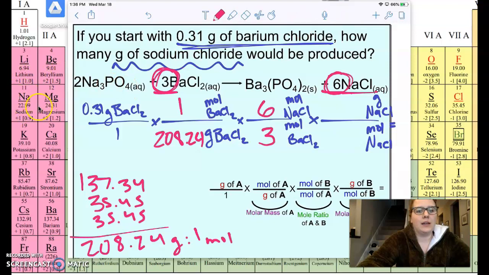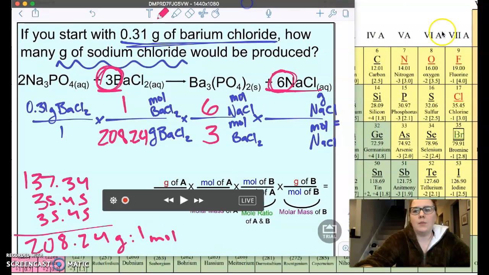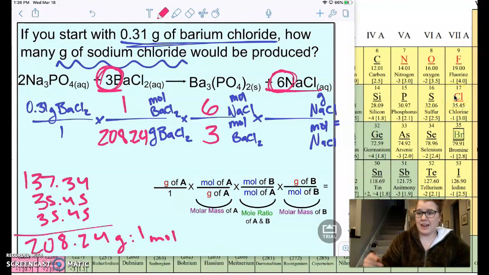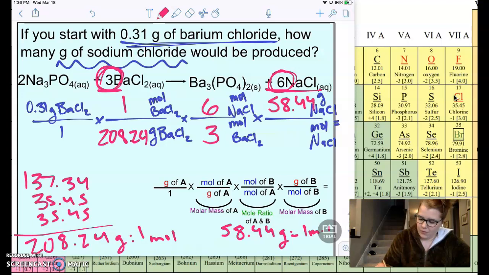Sodium is 22.99. Chlorine is 35.45. So we're going to add those up together. Spoiler, the answer is 58.44 grams in 1 mole. So I'm going to put the 58.44 grams over the 1 mole. Again, that's always the gram value, so you want to make sure you put it with the grams. So we're going to go ahead and plug these in. So 0.31 divided by 208.24 times 6, because it's on the top, divided by 3, because it's on the bottom, times 58.44, because it's on the top.